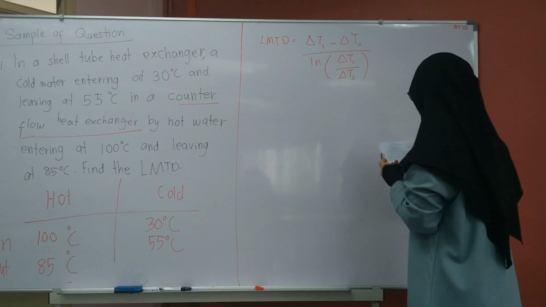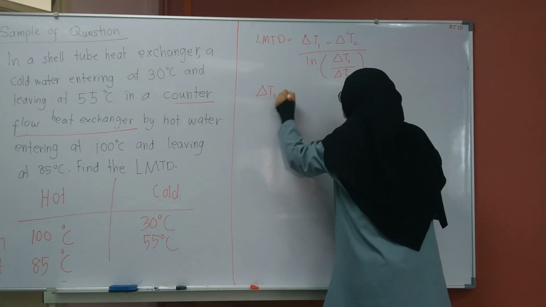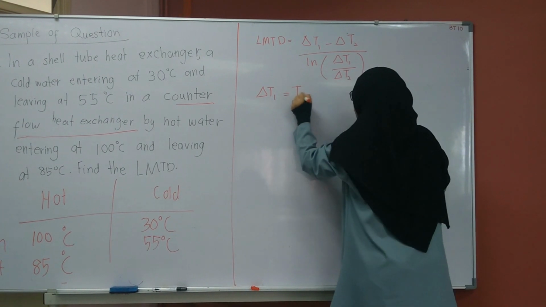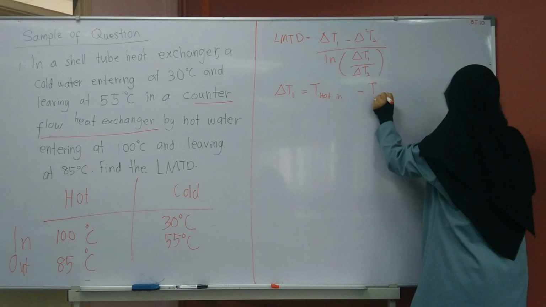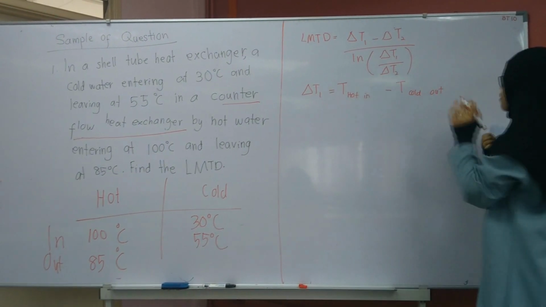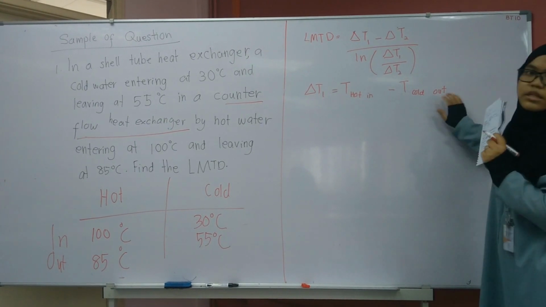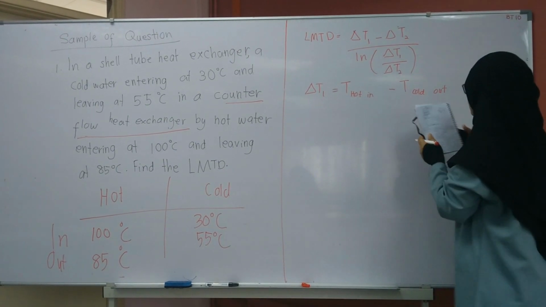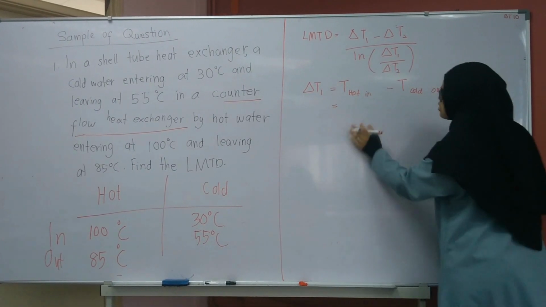Okay. So we calculate delta T1 first. Delta T1 is equal to T hot in minus T cold out. It's different from before, because before it was put in, but we change here. You can see the difference. So we just put the values into the formula.